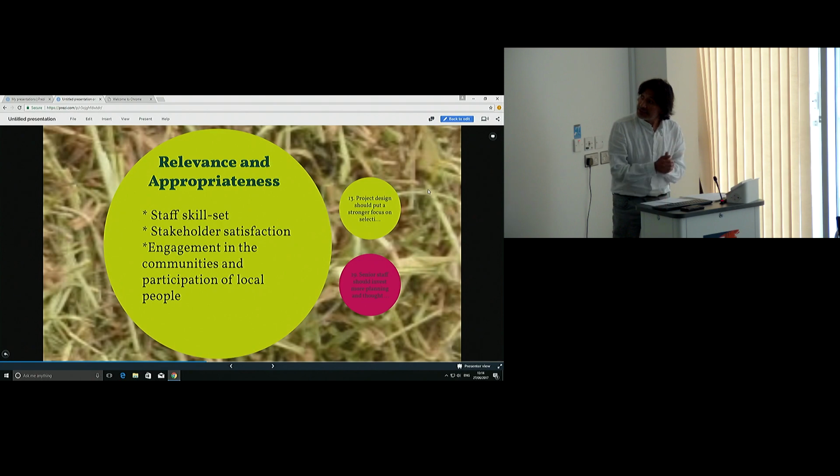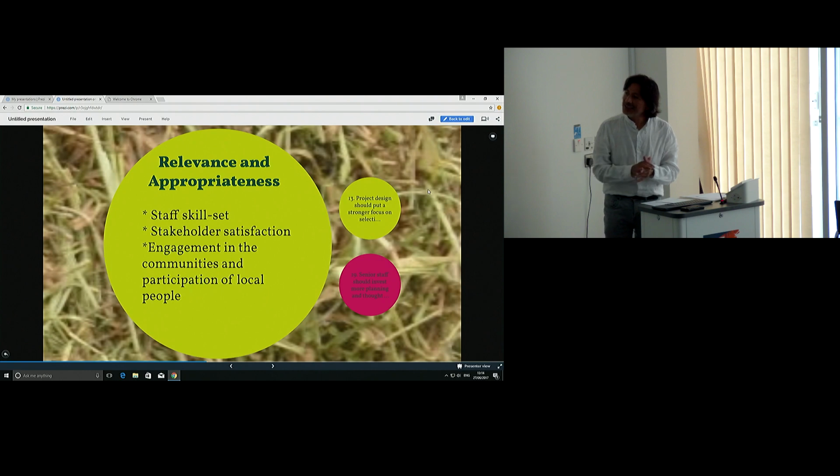Relevance and appropriateness. We have here three that I selected. We have more elements in the report. I have just 10 minutes, so I have to run now to be faster.